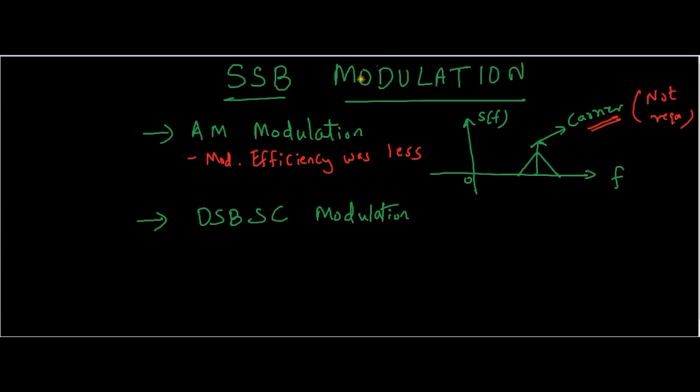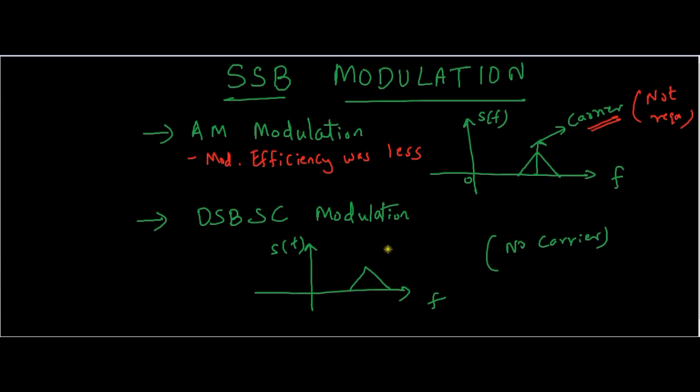So what we did in DSBSC modulation was we suppressed this carrier. We just transferred the required message signal. This is how our DSBSC modulation looked like. You can see there is no carrier. We saw how to generate a DSBSC signal in the last couple of videos, you can go through those. So this is DSBSC modulation.